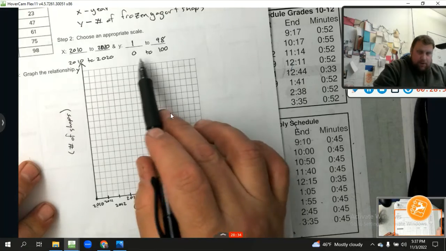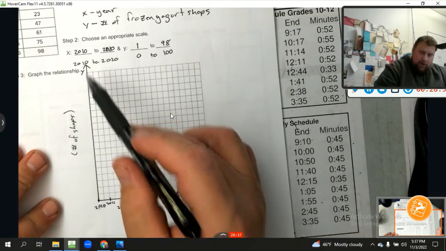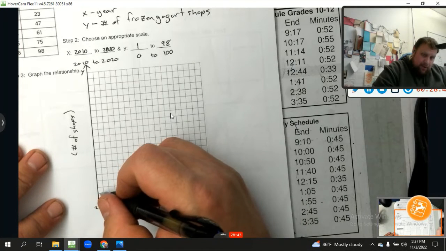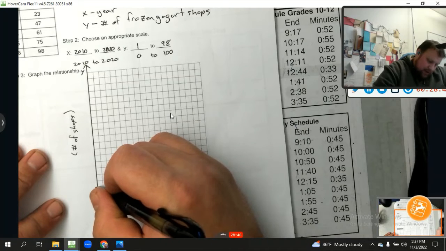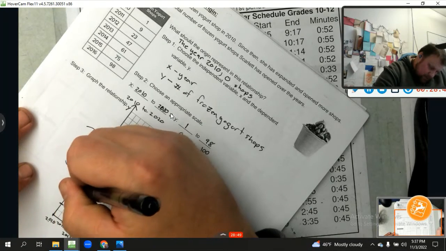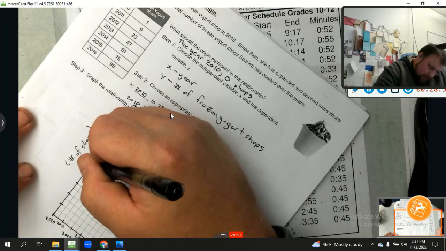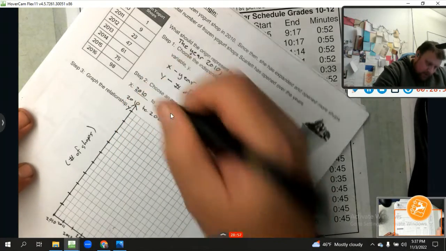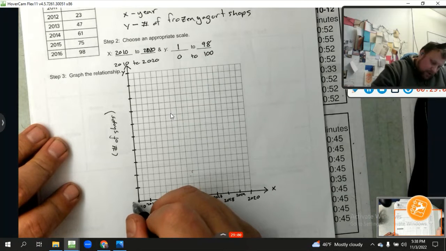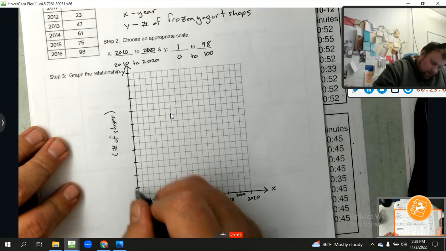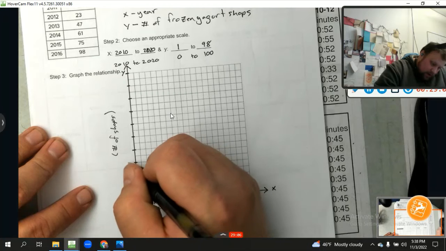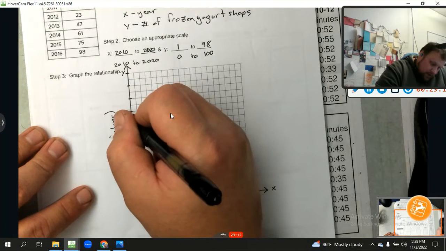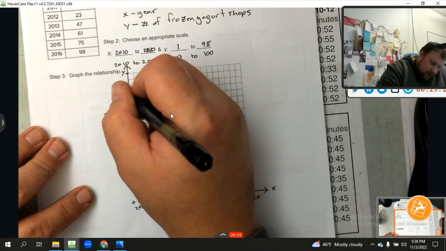Okay? And now let's make sure we do the number of yogurt shops. Since we need to go from 0 to 100, and I've got 20 going up here, 20 goes into 100, 5 times, which means I'm going to make every tick mark 5 or every 2 tick marks 10. So I'm just going to label all my tick marks. I like to make it look nice. Graphing for me, as weird as it sounds, is like adult coloring pages. Just kind of relaxing. So what do we have right here? We have 0, 10, 20, 30, 40, 50, 60, 70, 80, 90, and 100.